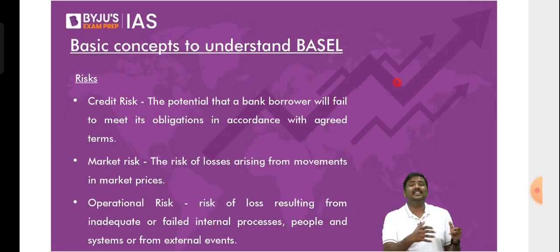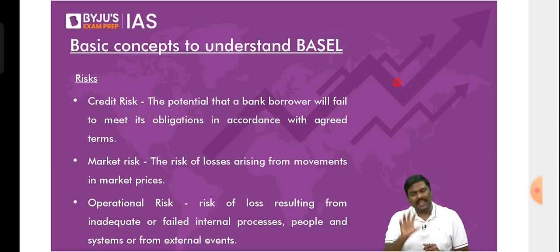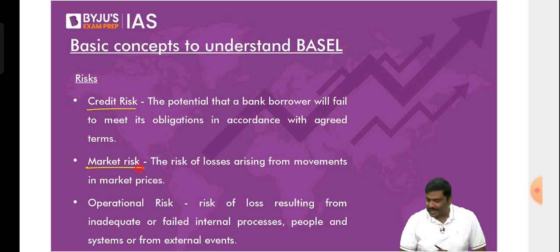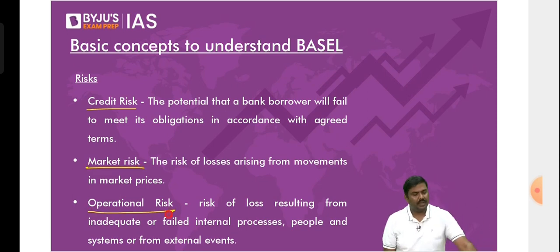Okay, let me go to the next one. What kind of a risk will the bank face? Let me explain it. There are 3 types of risks. One is called a credit risk. Second one is called a market risk. Third one is called operational risk. Right? What is a credit risk?